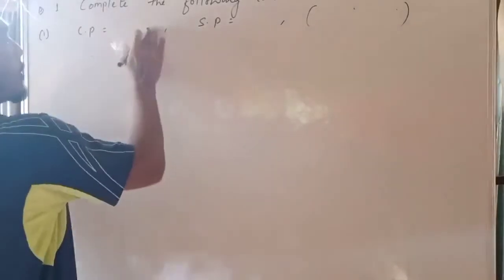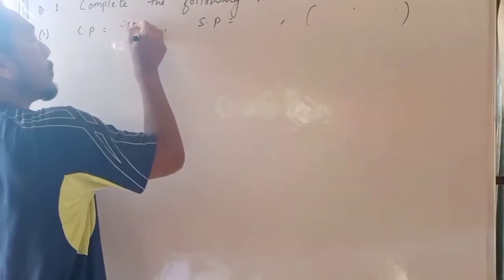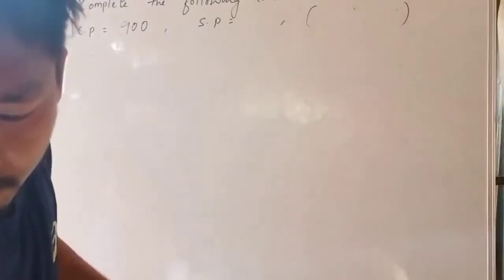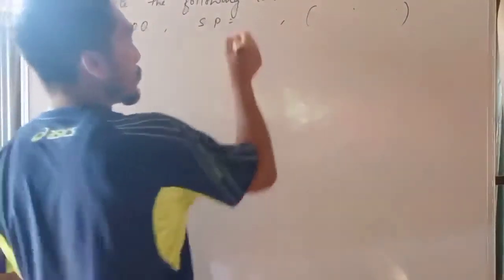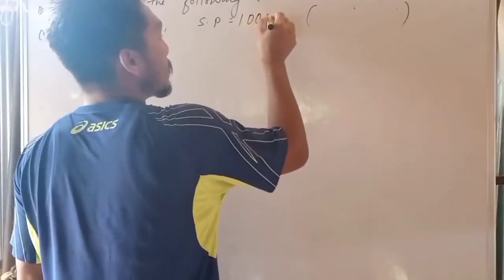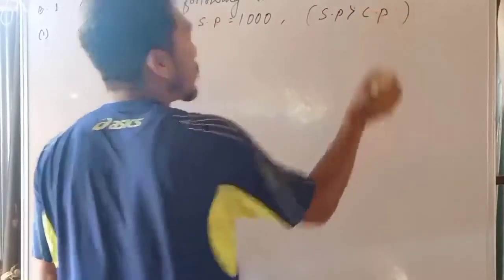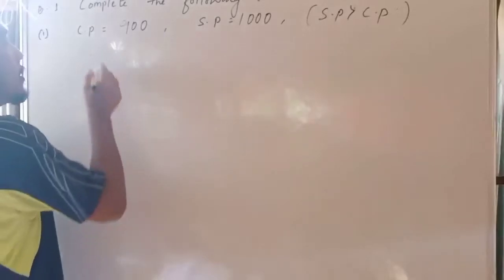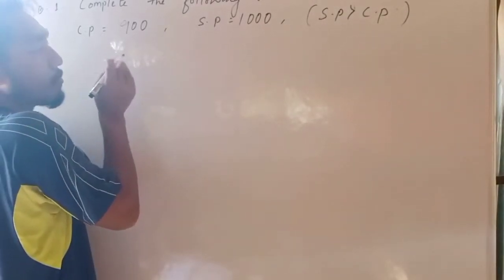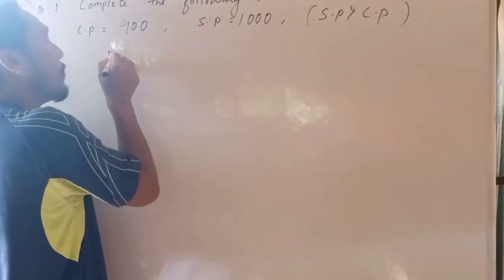Our next question: CP is given as 900, and SP is also given as 1000. Here you see again SP is greater than CP. So we know that if SP is greater than CP, that means it will be a profit.